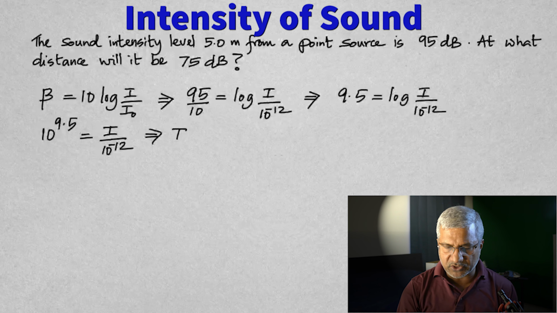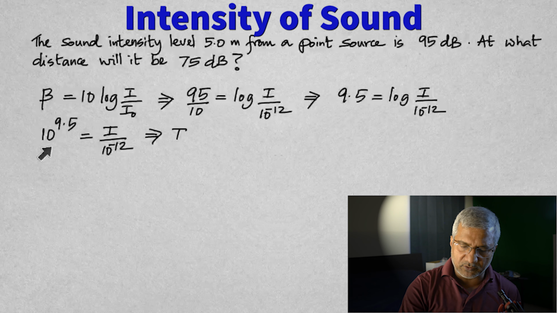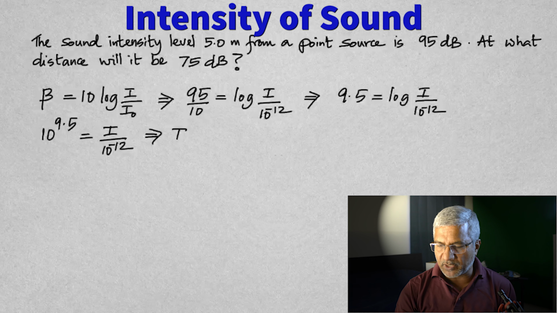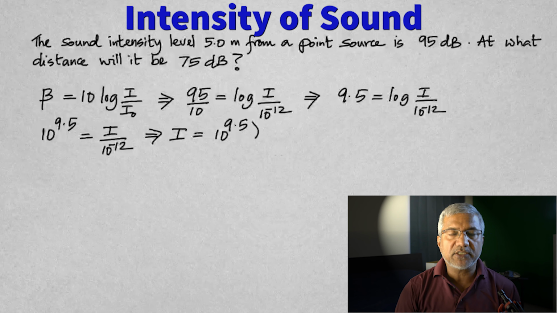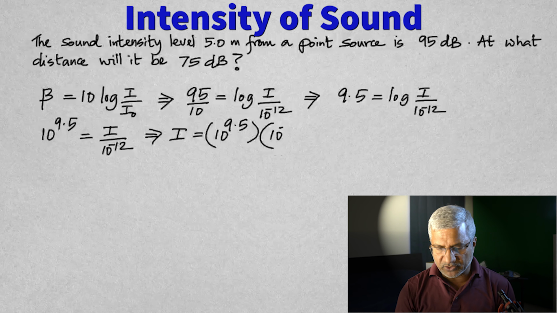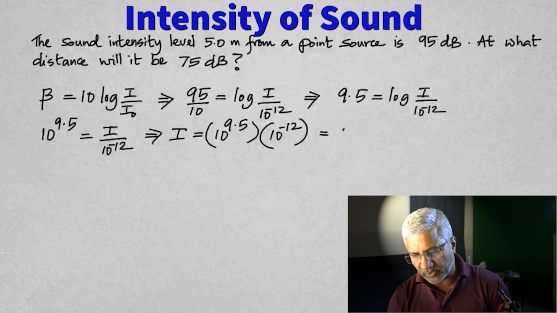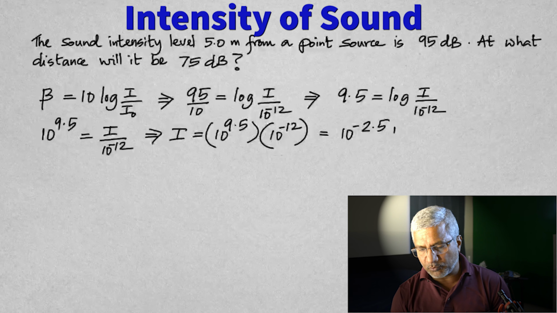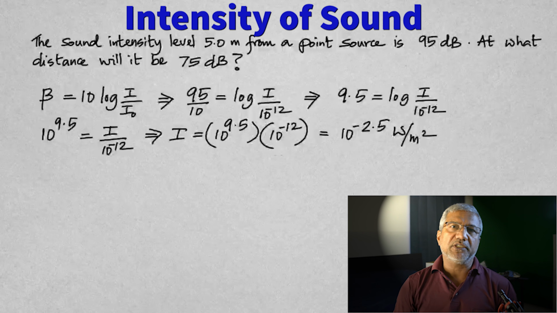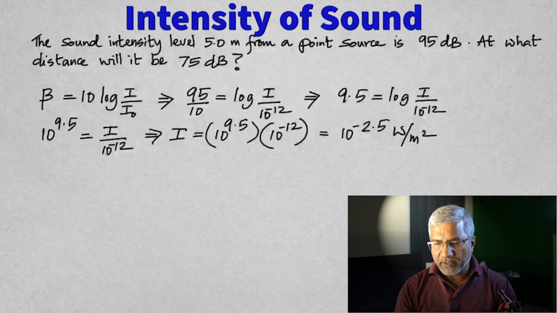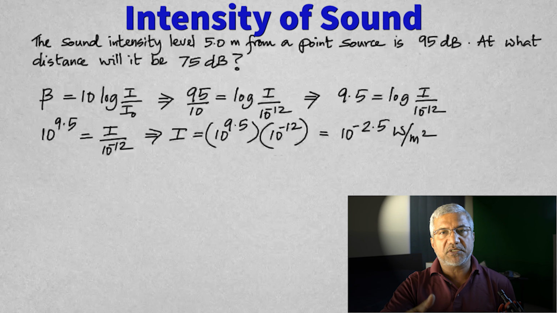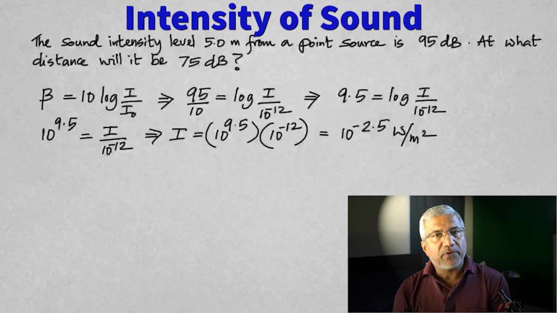And then rearrange that. When you rearrange that, this will go to the other side. So you will have 10 to the 9.5 times 10 raised to negative 12, which is going to give 10 raised to negative 2.5 watt per meter squared. So 10 to the negative 2.5 watt per meter squared. So now we've changed 95 decibels into watt per meter squared.